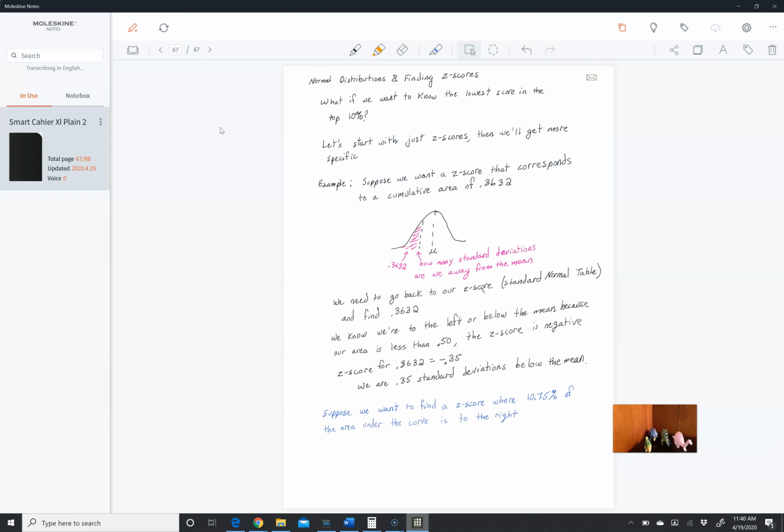Okay, so let's think about what this means again. So again, here's our normal curve. We have a z-score, and we're saying that this area is 10.75%. 10.75% is 0.1075. Okay, so this is what this is telling us. We need to find this number. But remember, our z-score table will only tell us this area on the other side.